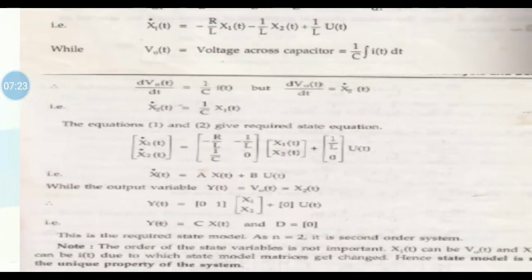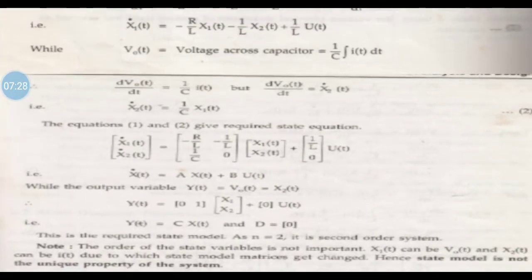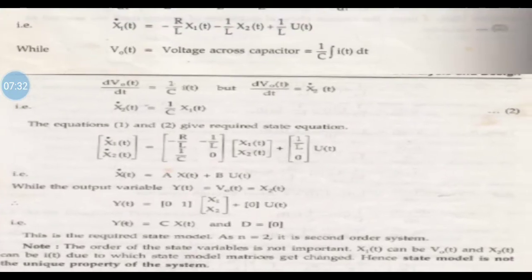So this is the required state model, as n is 2. So it is a second order system. There is one important point to note. The order of the state variables is not important. Hence, x1 of t can be v naught of t and x2 of t can be I of t, due to which the state model matrices get changed. Hence, the state model is not a unique property of the system.